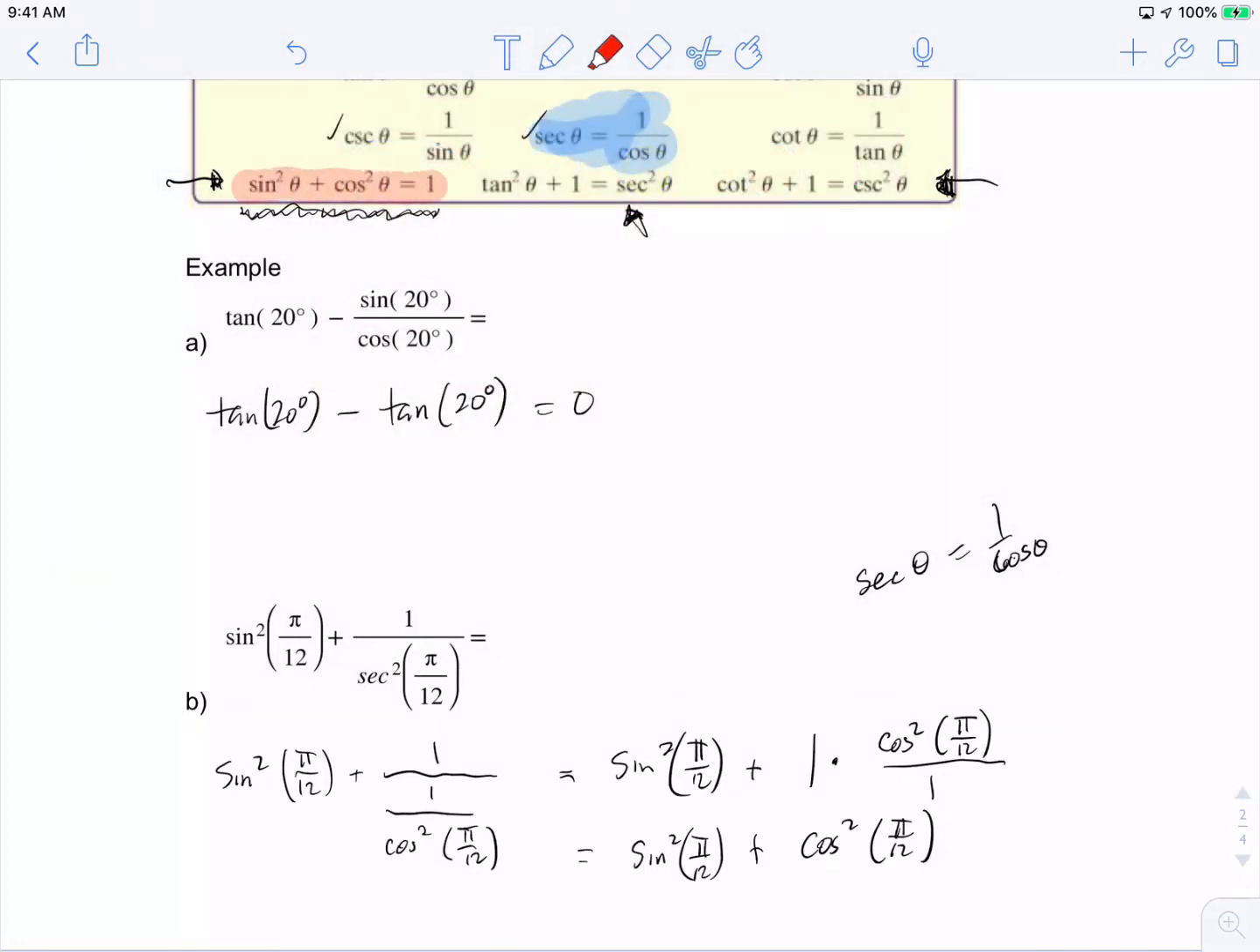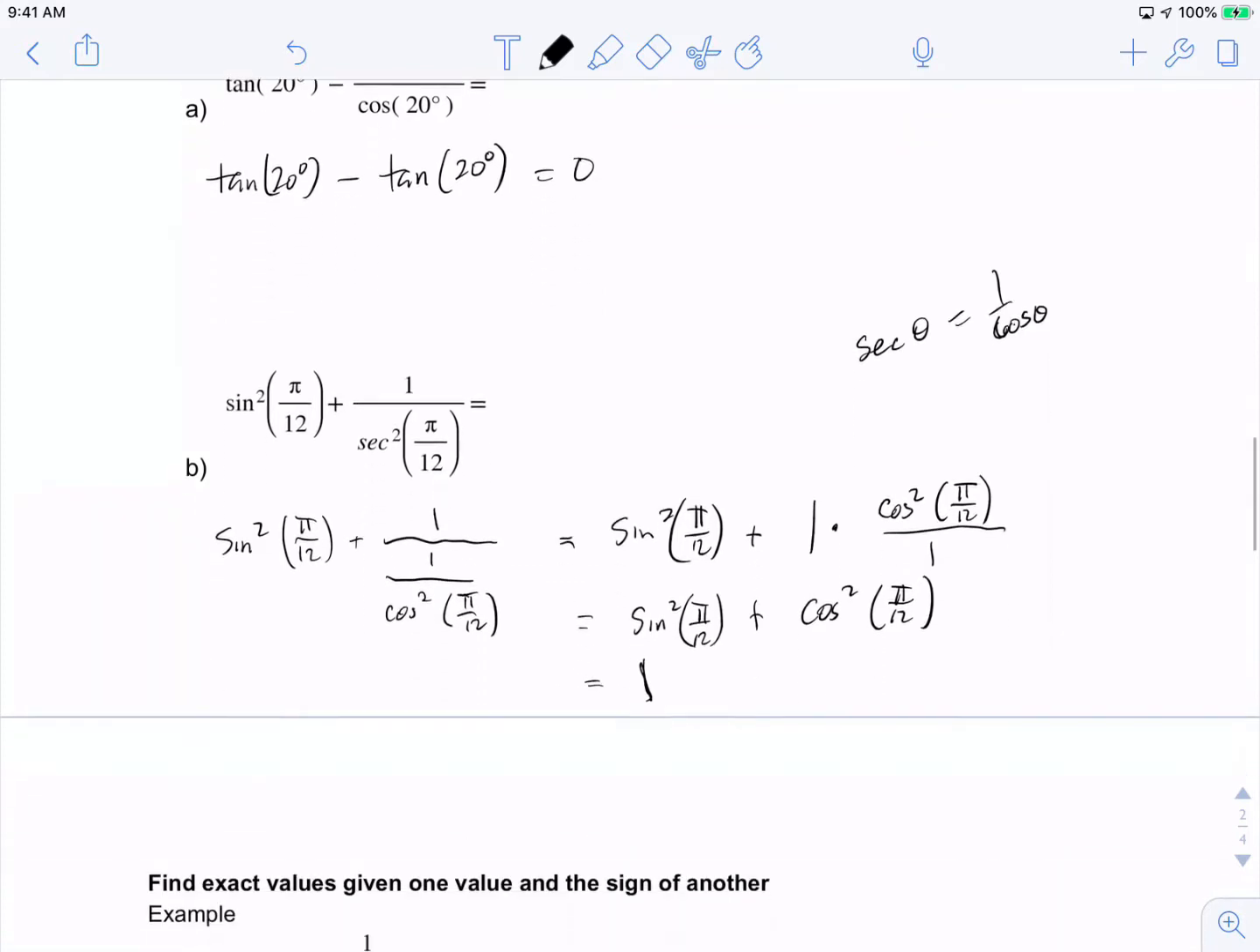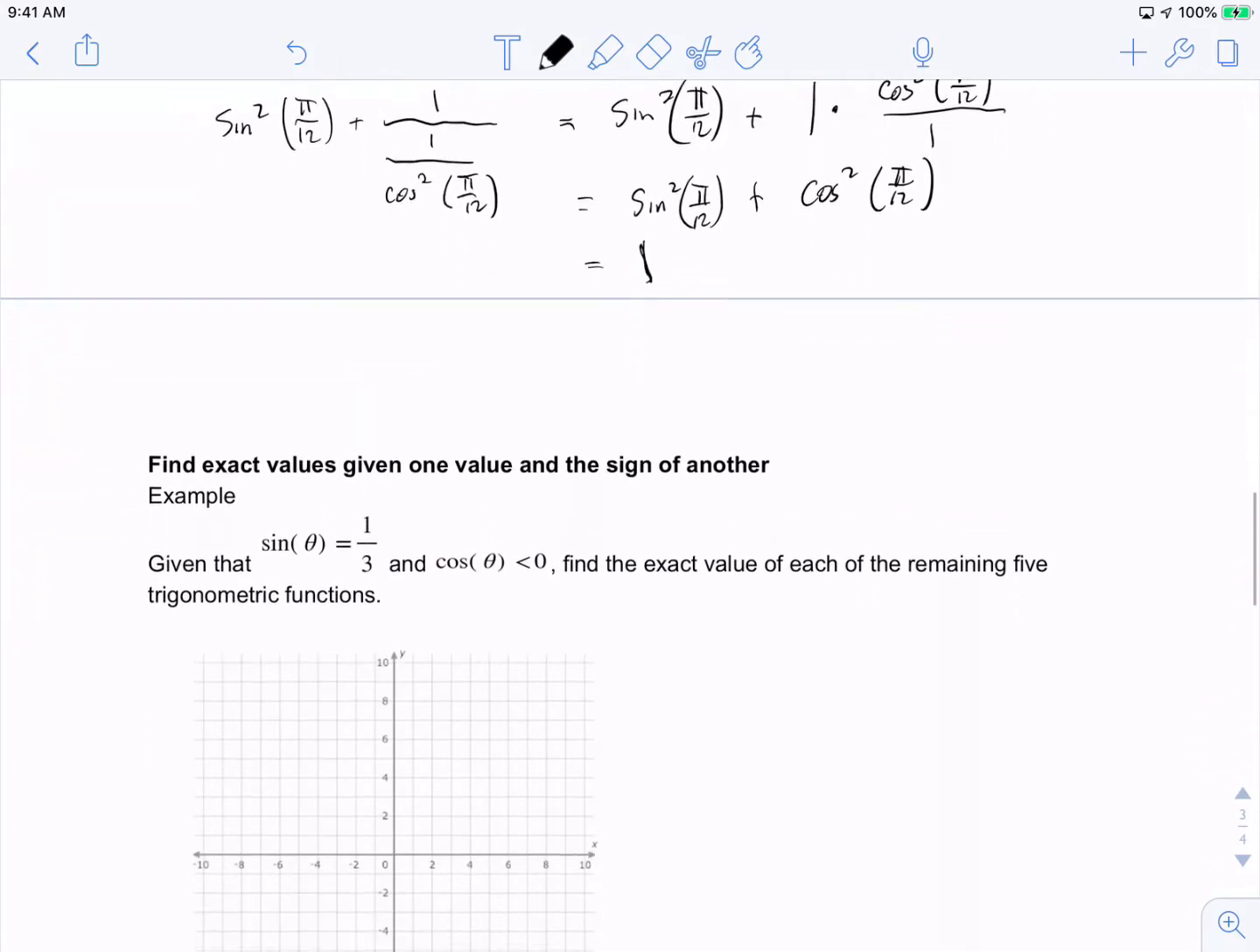Sine squared of whatever angle plus cosine squared of whatever angle is equal to 1. That's why these identities are so important, because if you can see a pattern, it's giving you values and answers. So that's something that should be useful. Let's move forward.